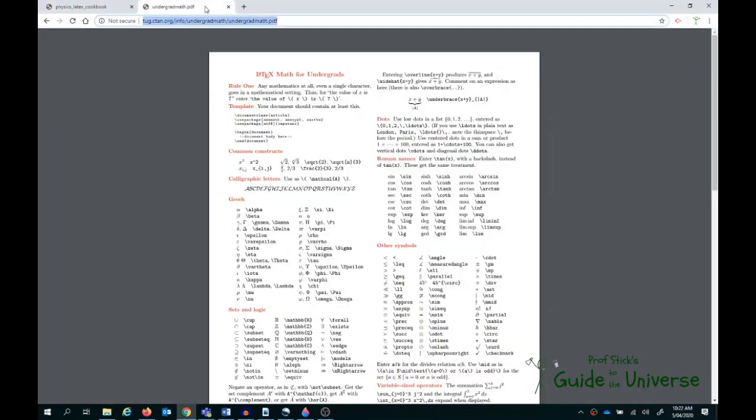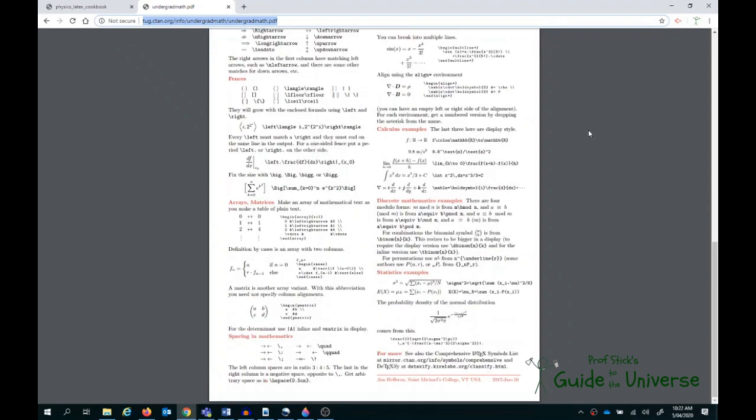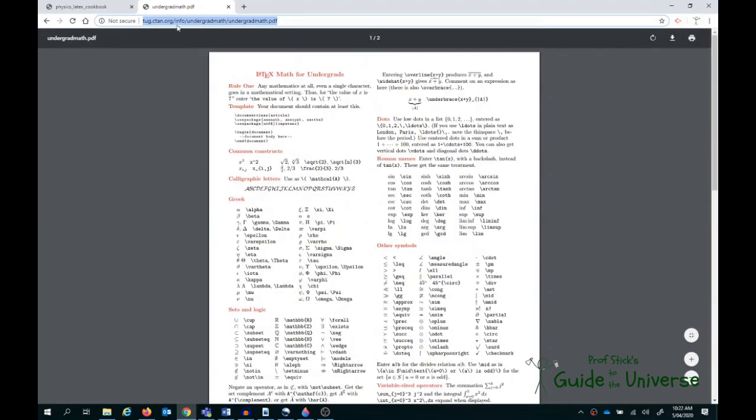There's also some very good guides to LaTeX. The one that I particularly like to use is this one here, which is the Undergraduate Maths Guide to LaTeX, which has most of the commands that you're likely to use teaching science or maths in undergraduate or high school.